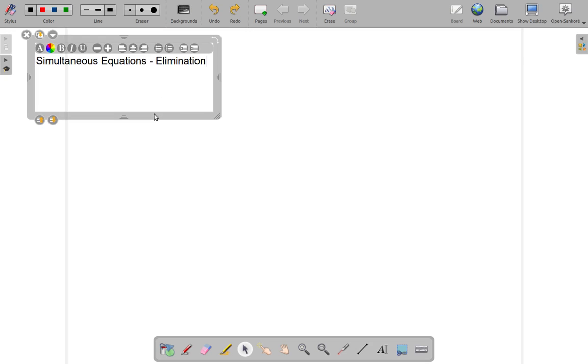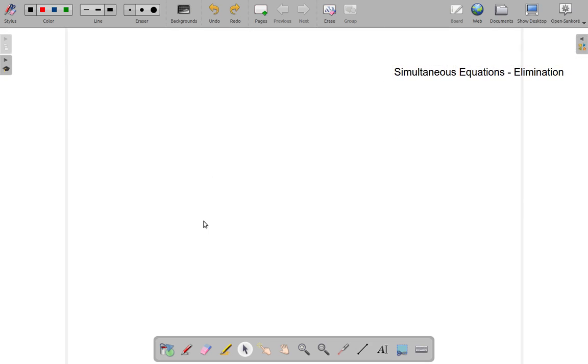Now let me put this over here. Let's make up a pair of simultaneous equations. What we really want to do is understand the principle and the workings behind this method. Right? It's not very easy to catch and to understand.